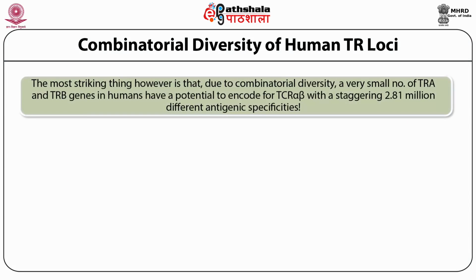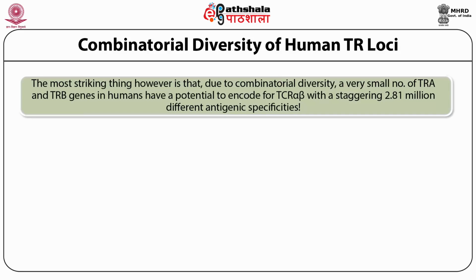The most striking thing, however, is that due to combinatorial diversity, a very small number of TRA and TRB genes in humans have a potential to encode for TCR alpha beta with a staggering 2.81 million different antigenic specificities. Now that is really something, isn't it?